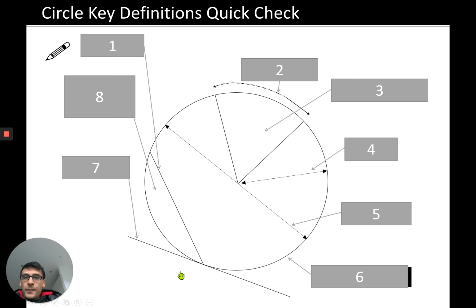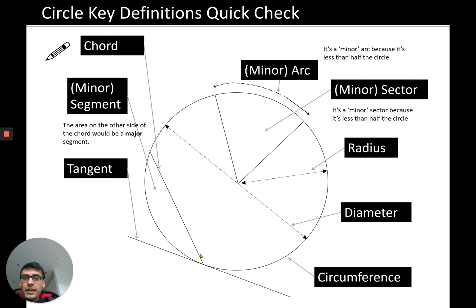Okay, so pause the video now and just jot down the 8 definitions and test yourself on this diagram here. I'm going to show you the answers in 3 seconds. Okay, 3, 2, 1. Here are the answers for the question on the screen, and we're going to move on to area and circumference now.